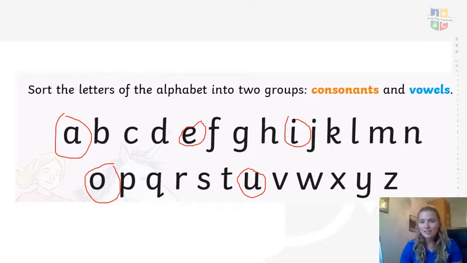Fantastic. Now we are going to need to remember these, so if you need to do a little bit more practice on remembering that A, E, I, O, U are vowels, you might want to write it down a few times to really embed that in your head. Once you feel like you're quite secure with that, then we can have a look at the next part of your learning, so then you can play the video.